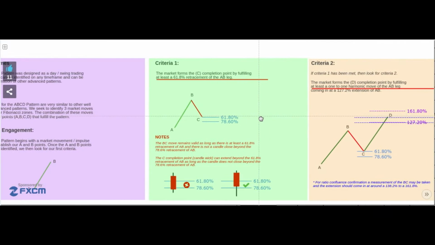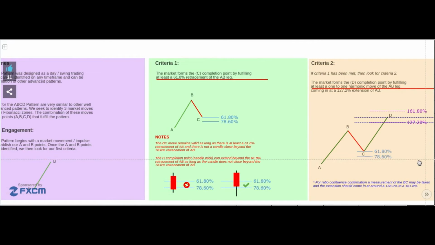Criteria 1. The market forms the C completion point by fulfilling at least a 61.8% retrace of the A to B leg. Note: the B to C move remains valid as long as there is at least a 61.8% retrace of A to B and there is not a candle close beyond the 78.6% retrace of A to B.